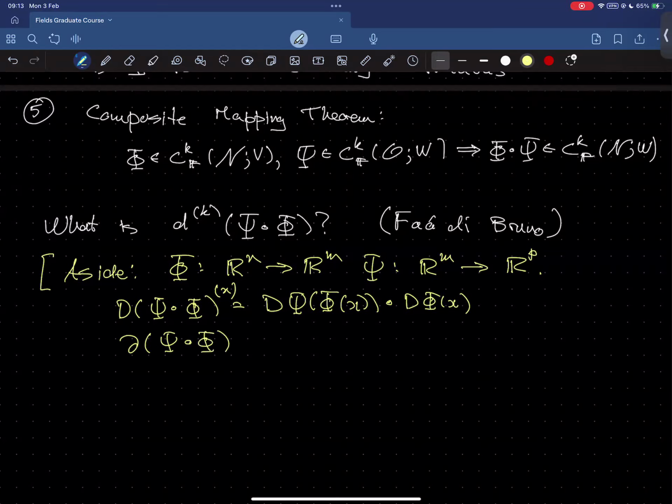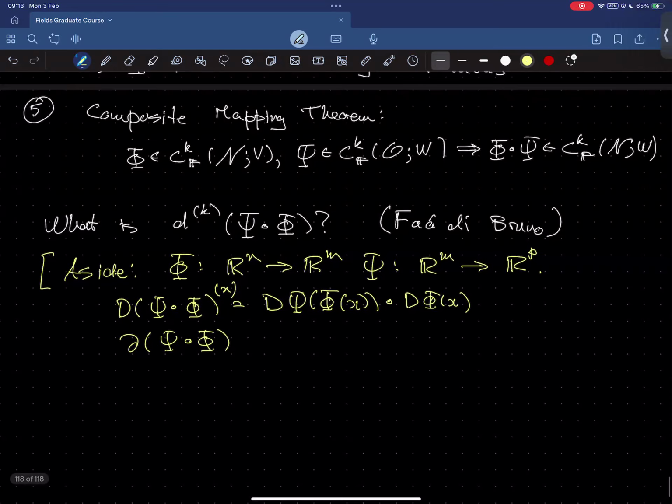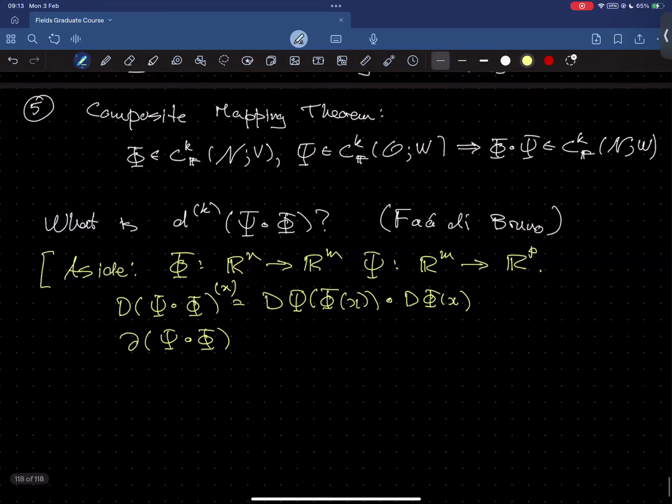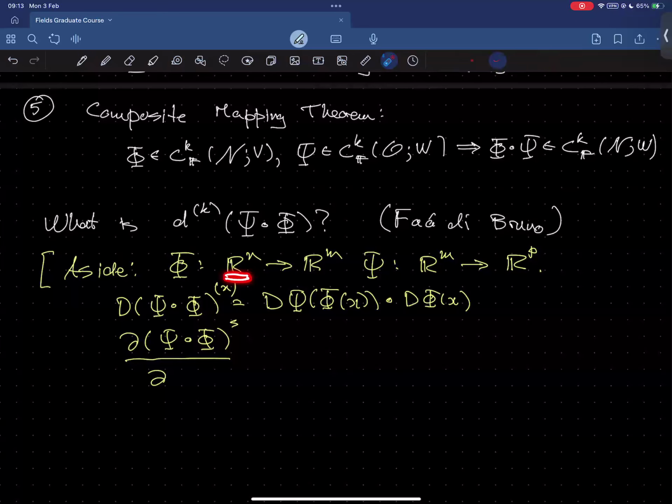Okay, so I'm going to write this just the partial derivatives. This psi composed with phi is going to be a mapping from Rn into Rp. So this mapping will have p components, and let me denote these by, let's say, s. I'm going to take derivatives with respect to Rn, so there are going to be n of those. So let's say xj.